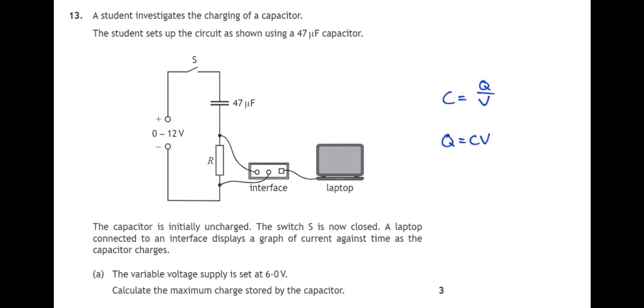And we're trying to work out the charge here. So it's going to be the capacitance multiplied by the voltage across the capacitor when it's fully charged, which is equal to the supply voltage, which is 6 volts in this case. So we can put those numbers into our formula and work out the answer. 2.8 times 10 to the power minus 4 coulombs.